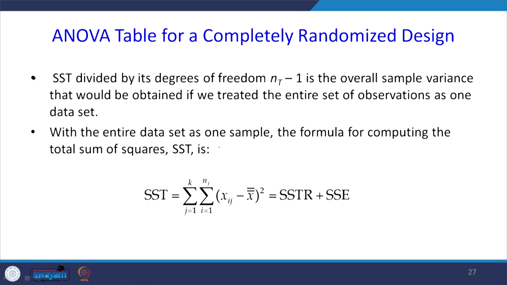With the entire data set as one sample, the formula for computing the total sum of square is SST equals sigma j equal to 1 to k, sigma i equal to 1 to nj, xij minus x double bar squared. So, this total sum of square can be split into two parts. One is the treatment sum of square, and the other is the error sum of square. If this treatment sum of square is dominating, even without going for a further test, we can say that there is an influence of treatment on the response variable.